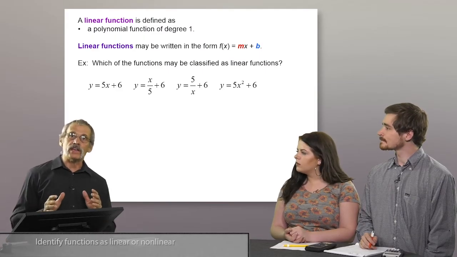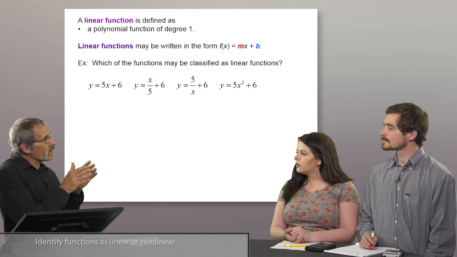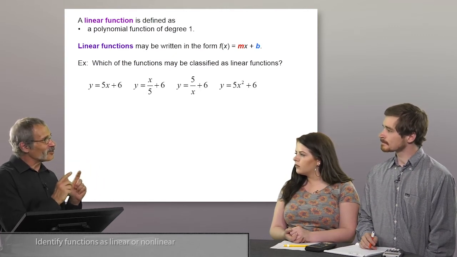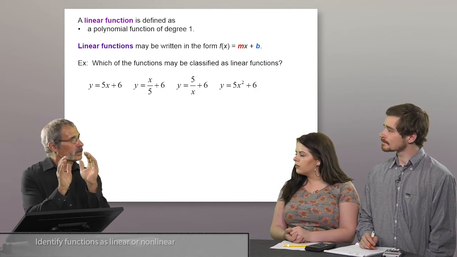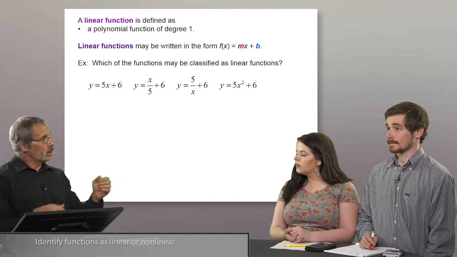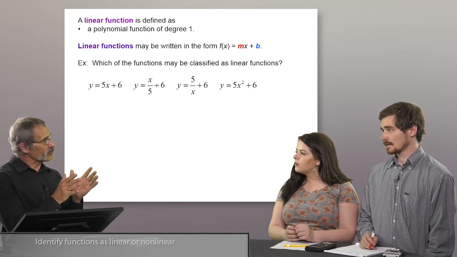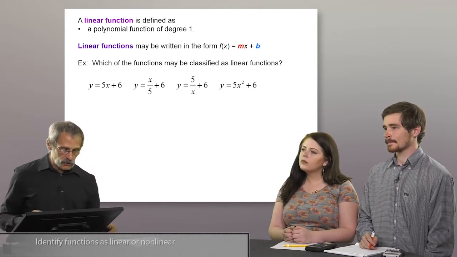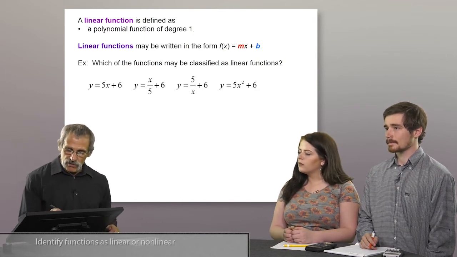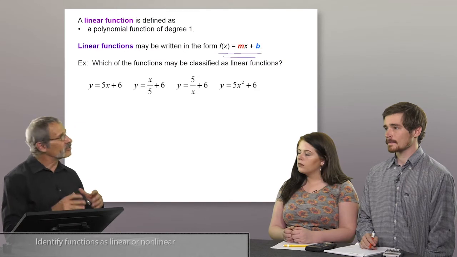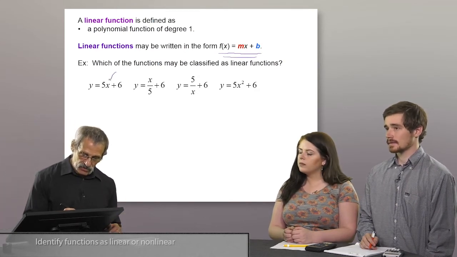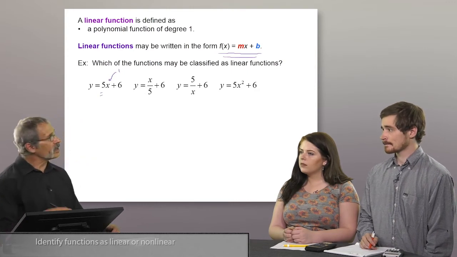Now we're going to see if we can find which of these 4 functions are linear. Your eye goes to the function, you identify only one term with an x. The exponent on that x must be a 1, and you clearly see the coefficient. So go to the very first function, y equals 5x plus 6. Is this a function that can be rewritten in the form of mx plus b? Is this a linear function? Yes, it is, because the exponent on the x is a 1, and your slope is a 5.